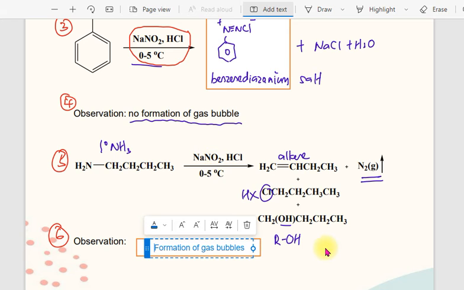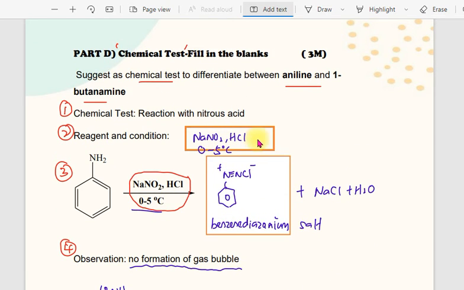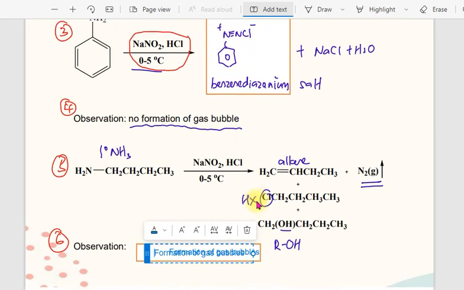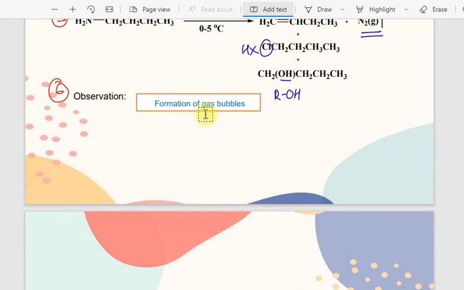Now we proceed to the next question. So there are 3 marks. 1 mark for the reagent and condition, 1 mark for the product, benzene diazonium salt, and another 1 mark for the observation, formation of gas bubbles.